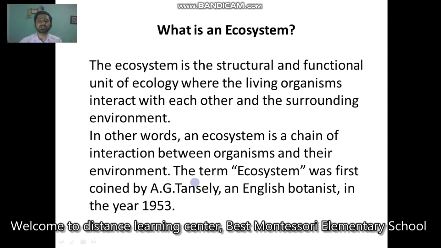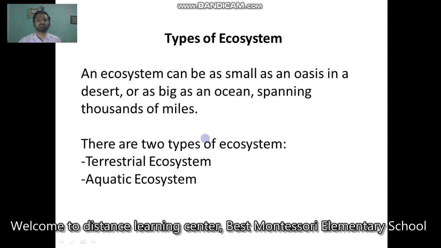First the word ecosystem was given by an English botanist who studied botany, A.G. Tansley, and it was in 1953 AD. Now let's move on to types of ecosystem. Ecosystem may be small, same as an oasis in the desert, very small, and it may be a big one like an ocean that spans thousands of miles.